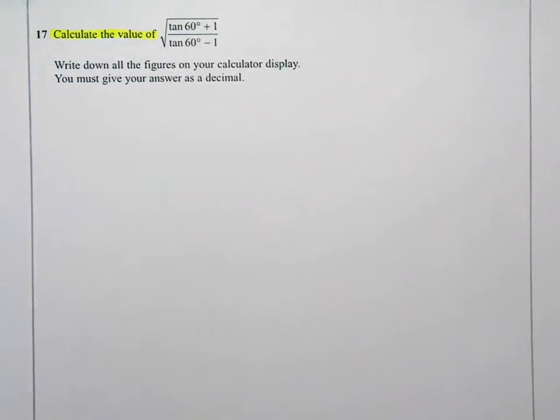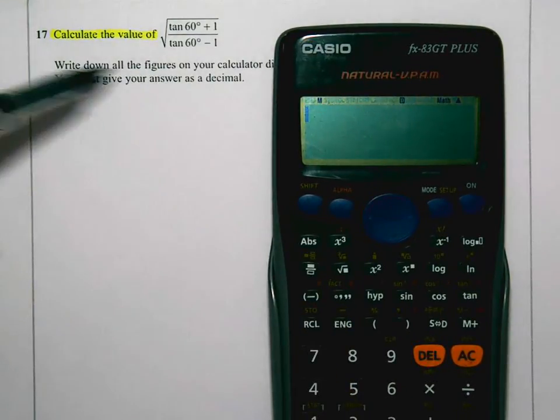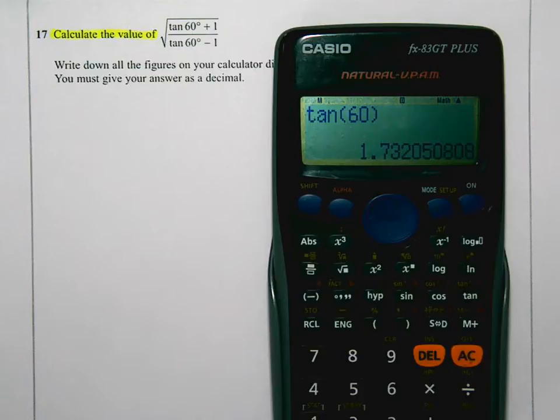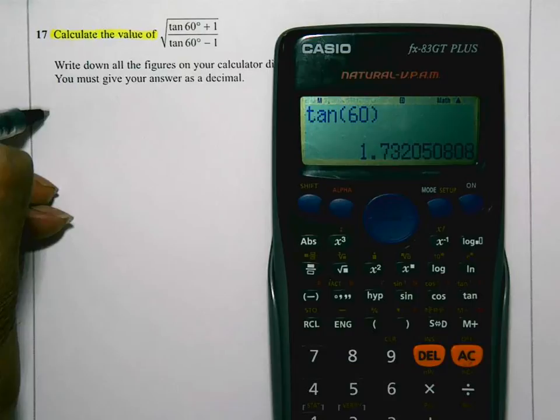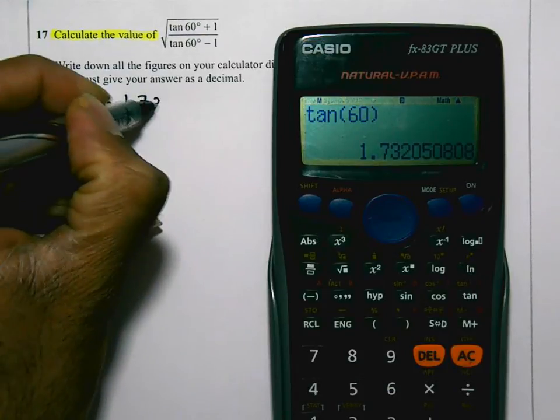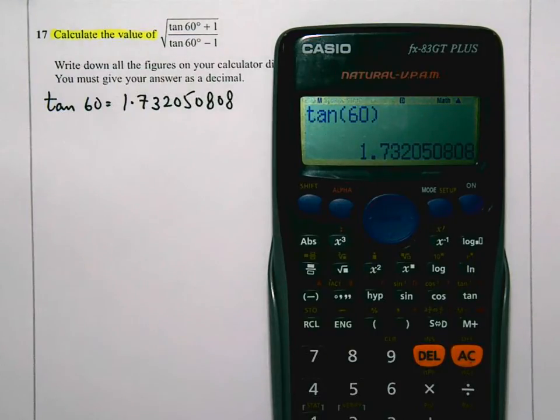So, this is one of the first times they've used a question like this, and they've put trigonometry in there as well. We need to use the calculator, and they said, right, you write down all the numbers on your calculator display. What I'm going to do is work out what tan of 60 is to begin with. There's a screen full of numbers here. I'm going to write down all the numbers: tan of 60 is 1.7320508088.